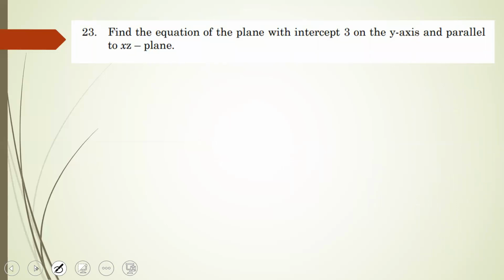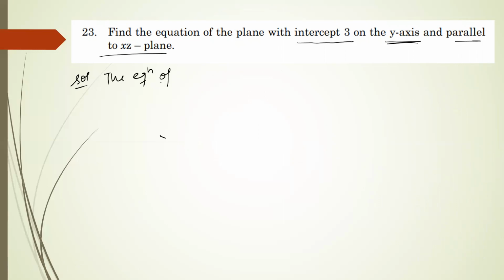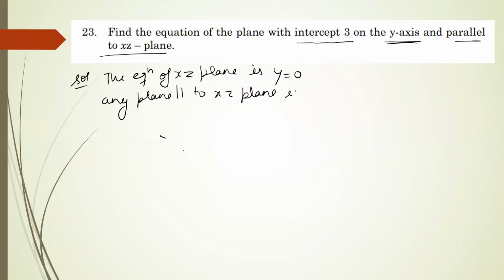Find the equation of the plane with intercept 3 on the y-axis and parallel to the xz plane. So the solution: the equation of the xz plane is y equals 0. You all know this. And any plane parallel to the xz plane is of the form y equals k, right?